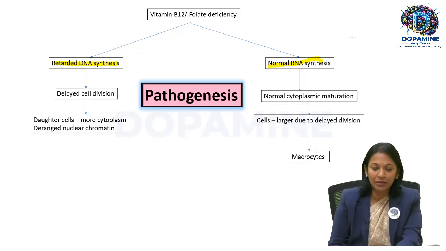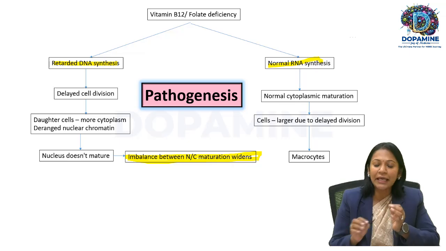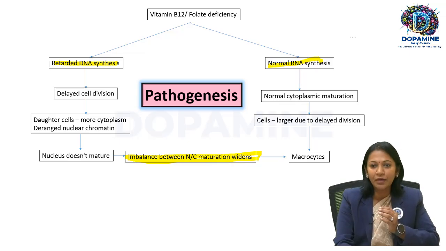So how will the cells look? They are all very big. They are macrocytes and the nucleus doesn't mature. So there is an imbalance between the nuclear and cytoplasmic maturation. This is the crux of macrocytic anemia. There is a nuclear cytoplasmic asynchrony. That is the key feature in macrocytic anemia.